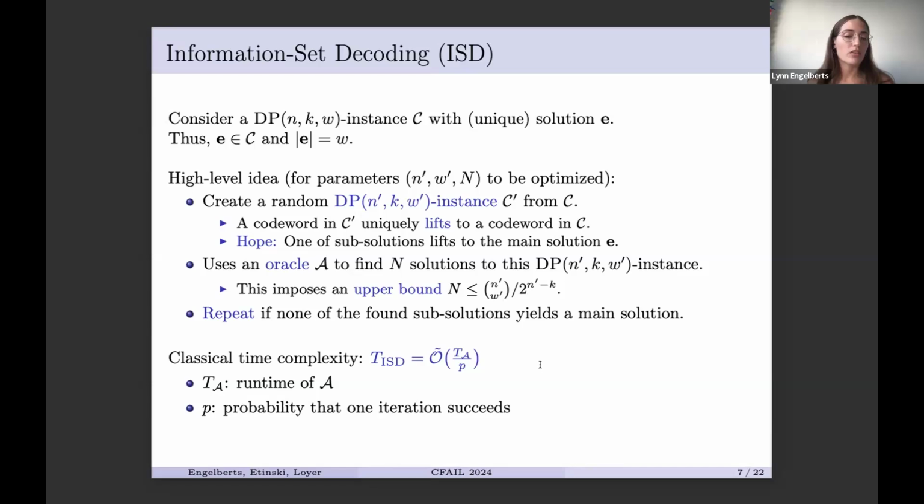For those familiar with quantum algorithms, you may immediately think of a quantum improvement, because we can use amplitude amplification. This allows us, instead of repeating 1 over p many times, to only repeat 1 over square root of p many times. And note that we can efficiently detect whether we have found a solution.